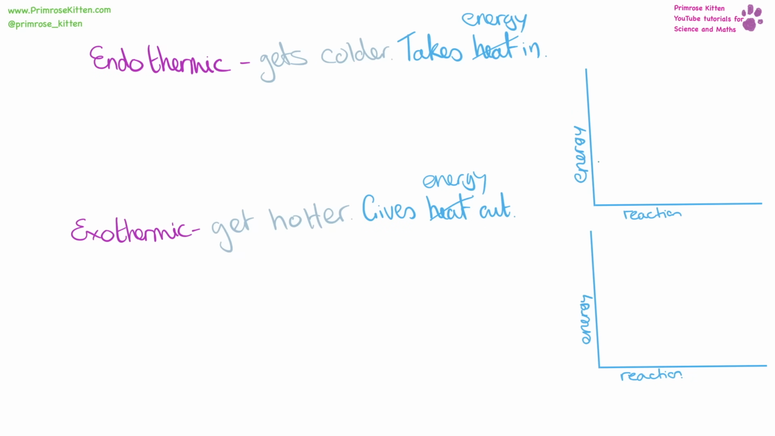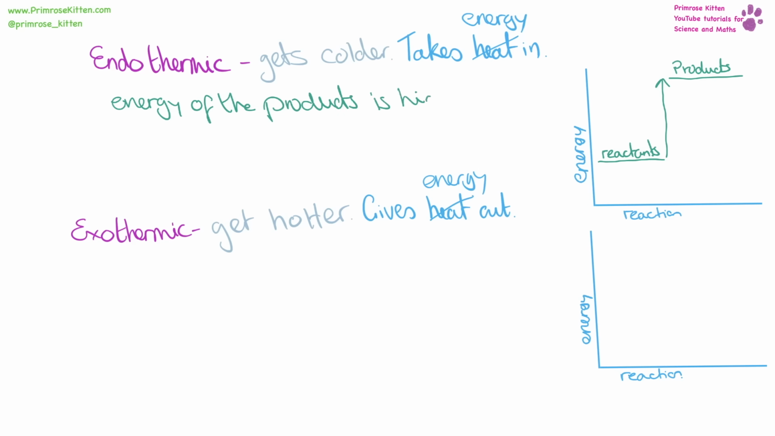During an endothermic reaction, energy is going to get taken in, so we have our reactants down here. Energy gets taken in, so our products are up here. So we can say that the energy of the products is higher than the energy of the reactants.